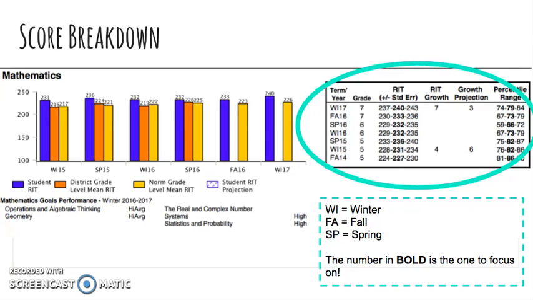It goes all the way to when you started at Heritage. So this Kipster goes to FA 14, which means they started in FA, let me look at my key, fall 2014. The number in bold is the one to focus on. So the next column says grade. That means which grade the Kipster's in. So if they were in 5th grade, 6th grade, or 7th.